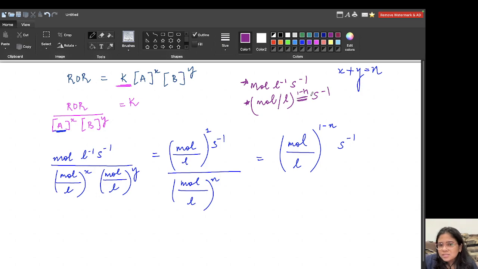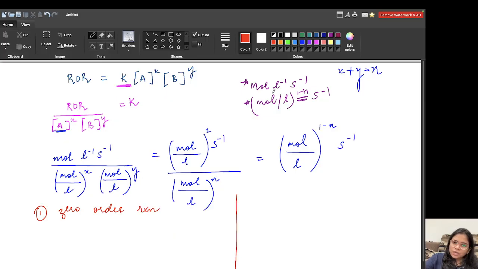Now what is this 1 minus n? Let's substitute for zero order reaction, where n is equal to 0. So for zero order reaction, what will be the unit? Just substitute n as 0. So the unit will be moles per liter second inverse. For my first order reaction, 1 minus 1 equals 0, so the unit will be second inverse.